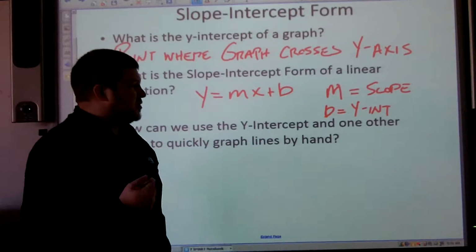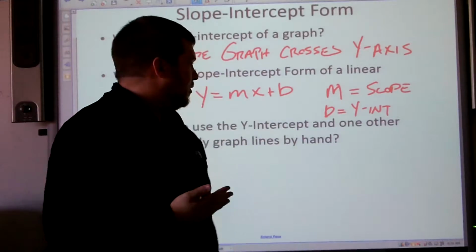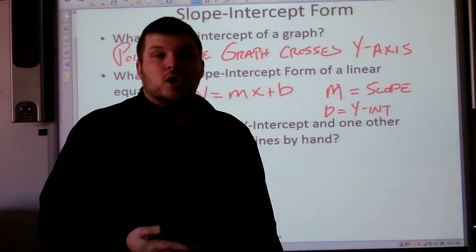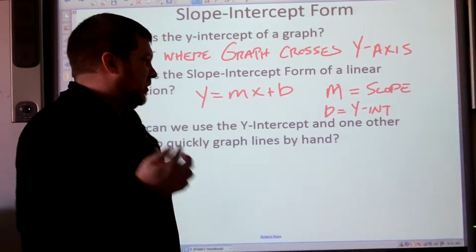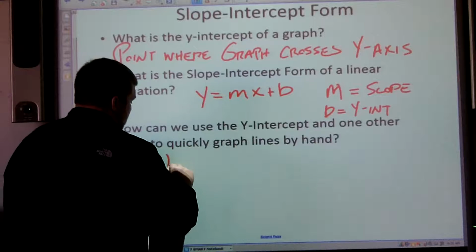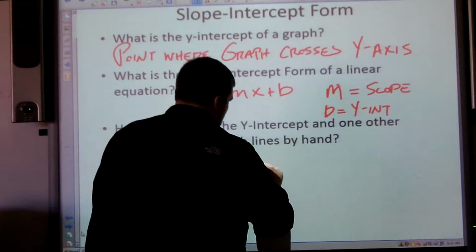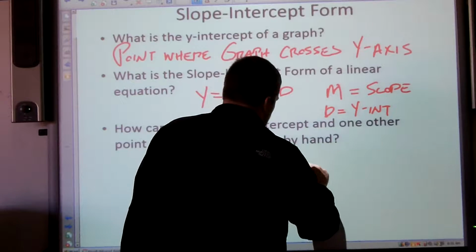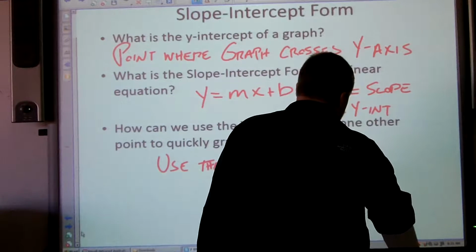And then how can we use the y-intercept and one other point to quickly graph by hand? Well, if we know the y-intercept, we can use the slope to go our change in y compared to our change in x to find whatever point of the graph. So we're going to use the slope to find another point.